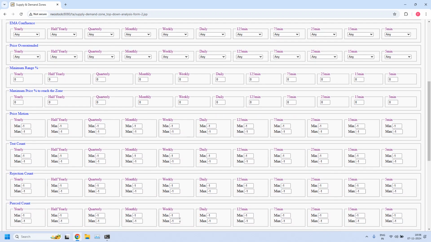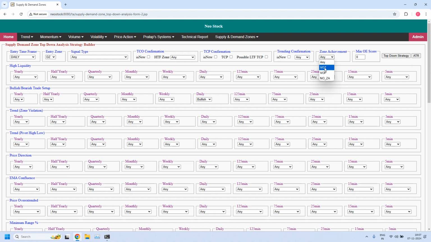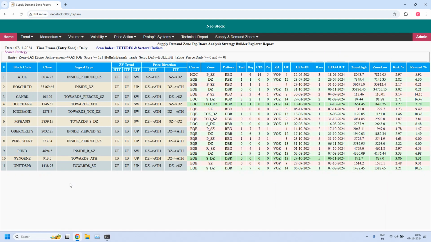So in the pierced count at a daily time frame, minimum value is 0, maximum value is 0. Zone achievement is violated opposing zone. Minimum odd enhancer score is 12. All the 3 filters are applied to daily demand zone. We got 11 stocks. These are bullish trade setup for monthly income trade.